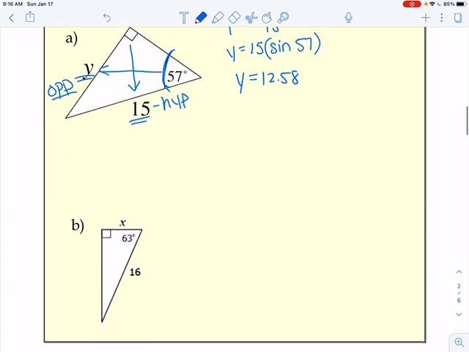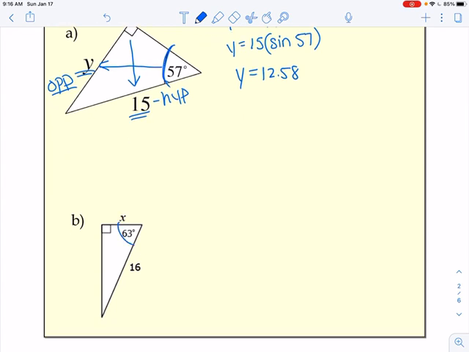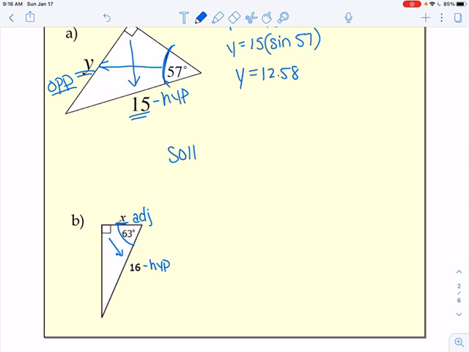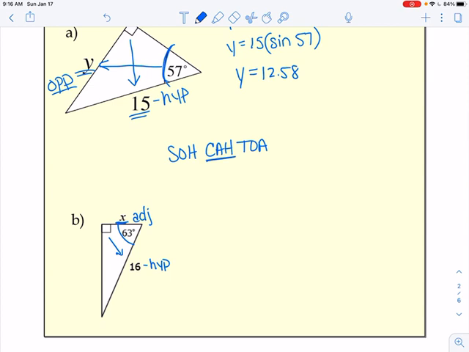Okay, for part B, this time I have 63. So again, in relation to 63, I need to know what x and 16 are. Again, 16 is directly opposite your right angle, so that's going to be your hypotenuse. And in relation to 63, x is right next to that 63, which is going to make that the adjacent side. And again, when I'm looking at SOHCAHTOA, so now I need the adjacent and the hypotenuse. That's going to be the cosine.